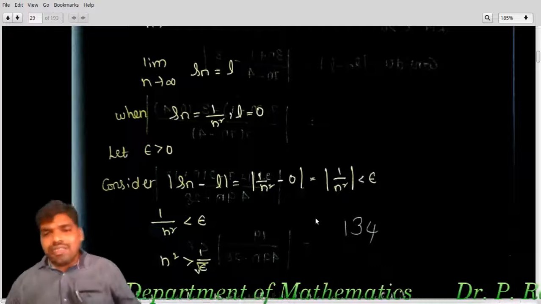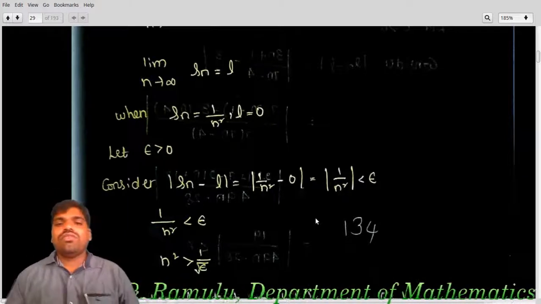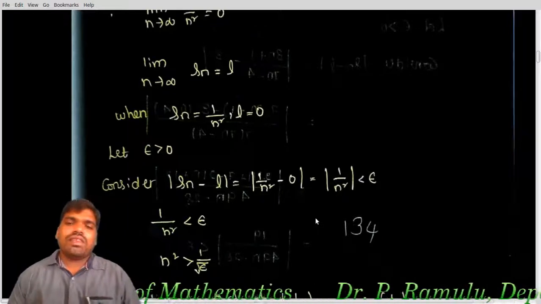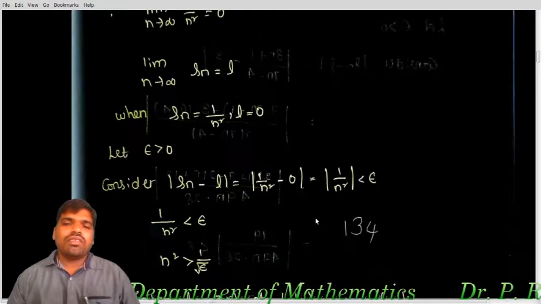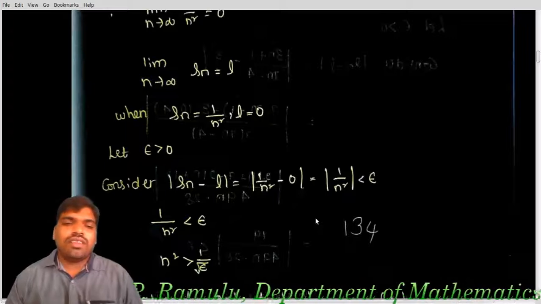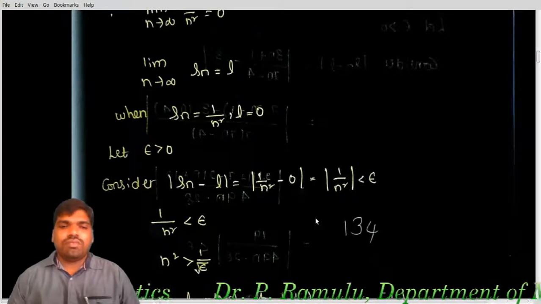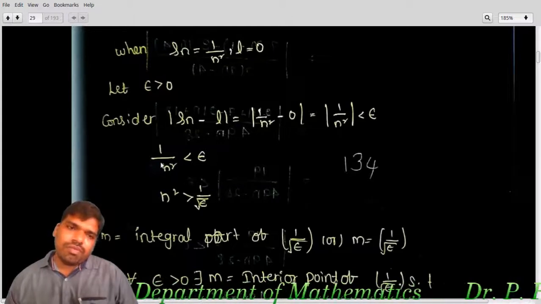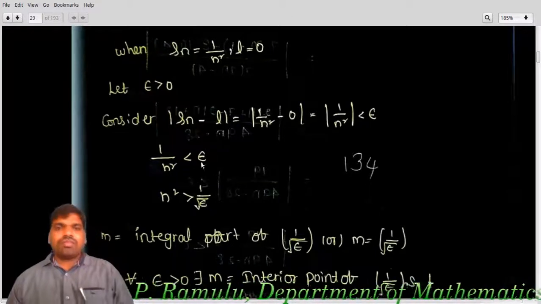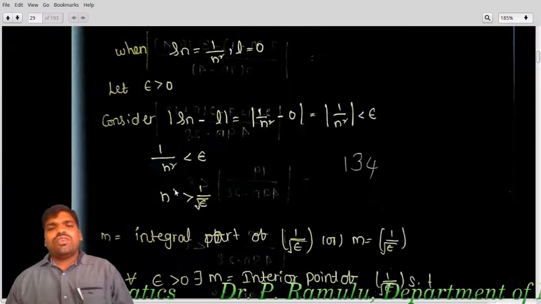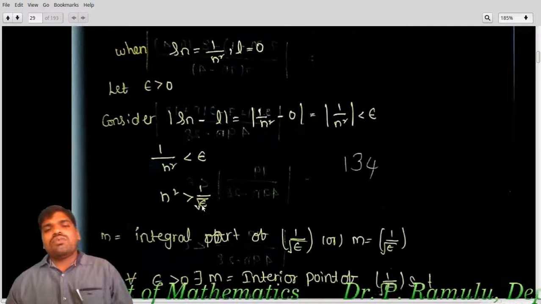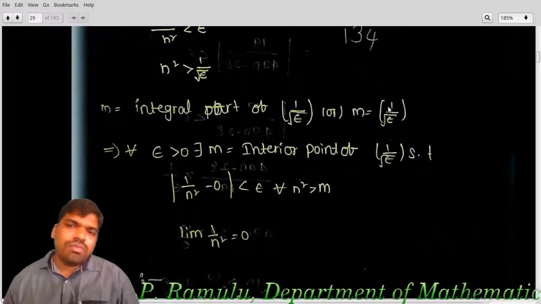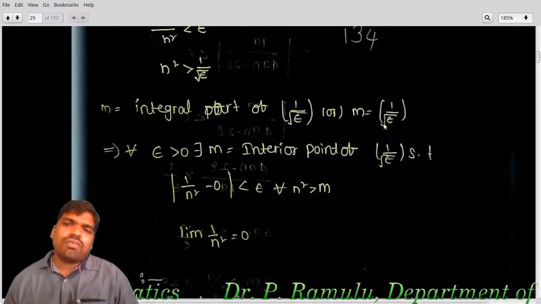Here Sn equal to 1 by n square, L equal to 0, so mod 1 by n square is less than epsilon. Therefore 1 by n square is less than epsilon, which implies n square is greater than 1 by epsilon. So n is greater than 1 by root epsilon. So I am taking m equal to the integral part of 1 by root epsilon.